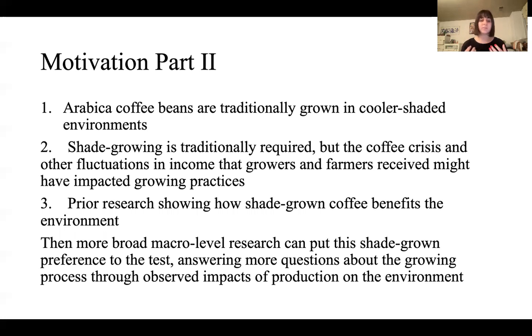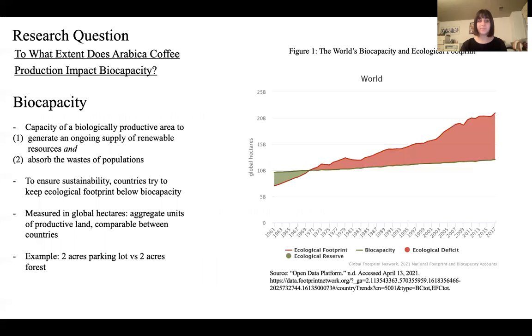I'm putting these relationships in conversation with each other and putting them to the test, examining whether coffee production, specifically Arabica coffee production, has any significant impact, positive or negative, on the environment, and what this might be able to tell us about transitions or not transitions in this traditional growing process of Arabica coffee beans. So what do I mean when I say environmental impacts?